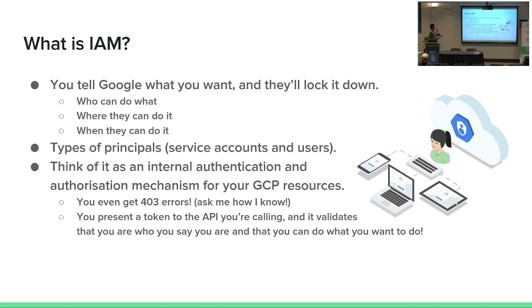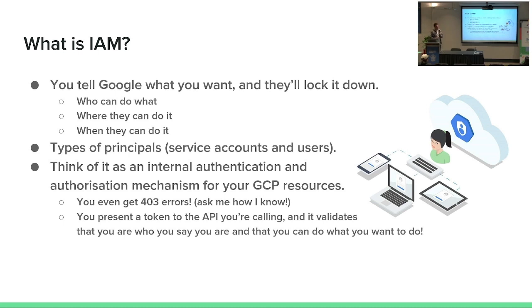And the two types of principals that exist are service accounts and users. So service accounts are used by machines or bots or whatever you want to call them, and users are people, human people. And you can think of identity and access management as like an internal authentication and authorization mechanism for your GCP resources. So for example, if you try to access an API that you're not allowed to, for example, you've got a function and you're trying to publish a message to a queue, and that function's not allowed to do that, you'll get a 403.